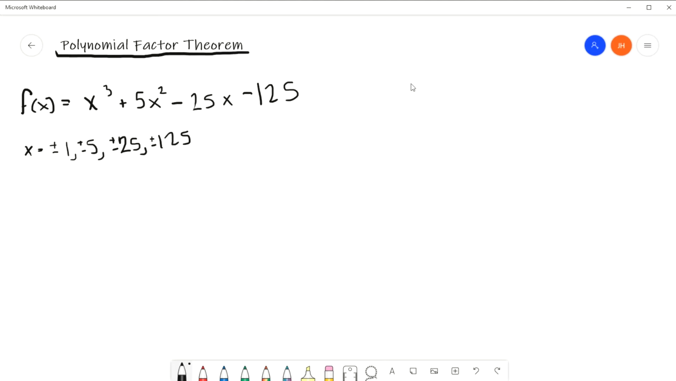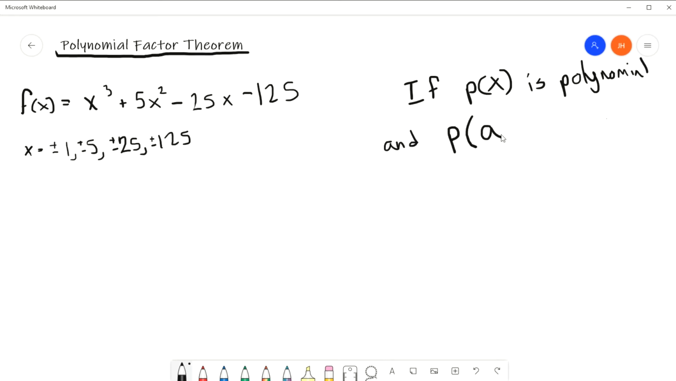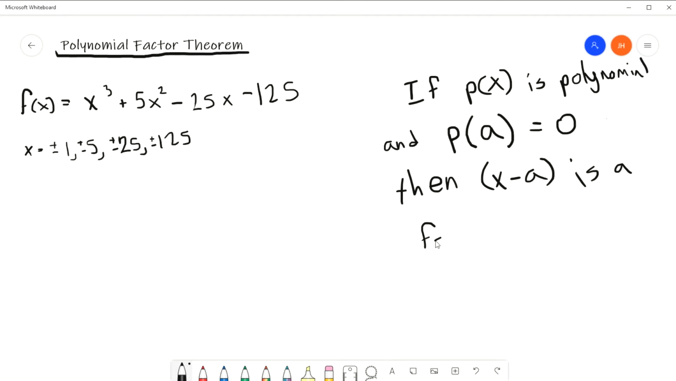The polynomial factor theorem tells us that if p of x is a polynomial, and I have some value that I plug into it, like a, and p of a, so when I plug a in, it equals 0, then x minus a is a factor of p of x.